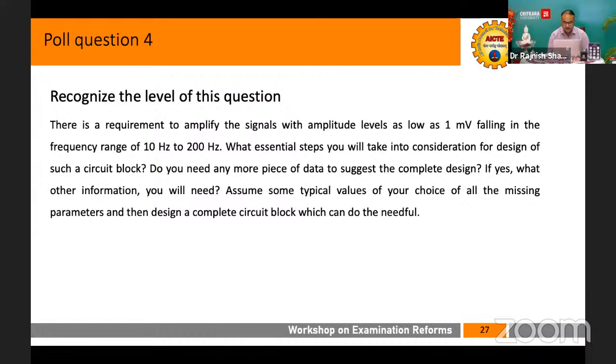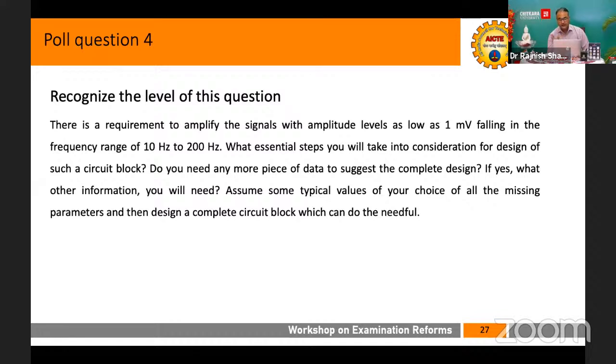When it says what essential steps you will take into consideration for designing such a circuit block, this is more of understanding. If the student has understood the subject well, then he would be able to suggest the steps required to achieve this particular objective. But then it says simultaneously, do you need any more data? This is also understanding. Because if he has understood well, then he will be able to judge and answer that this is the missing piece of data.